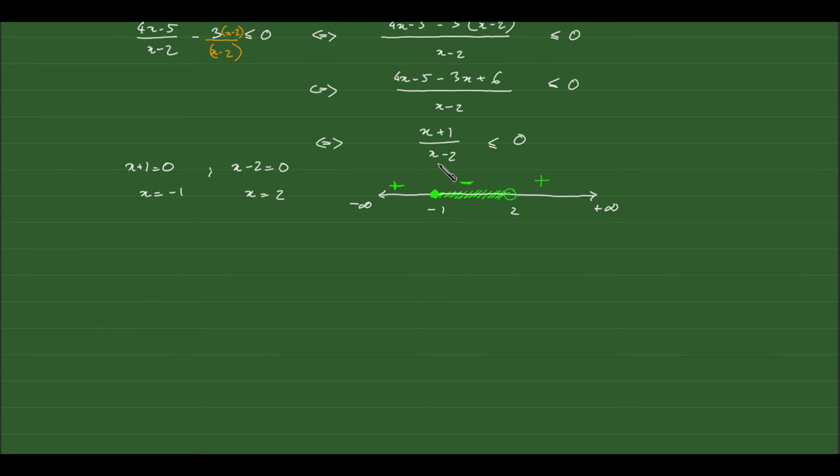It's not like a polynomial inequality, where you just need to look at the sign to know which one is a dot and which one is a circle. But for rational inequality, you have to look at the denominator. The denominator is never closed. It's always an open circle. Okay, good. So the final answer will be bracket negative 1, 2 parenthesis.